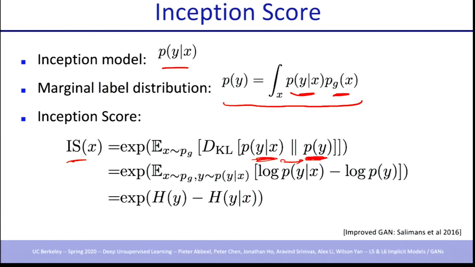Another way to think of it is that it's measuring the entropy in the class labels you get out of this process and subtracting out the entropy of y given x. You want very low entropy of y given x, which means you generate a very clearly classifiable image, and then this thing will be very low.